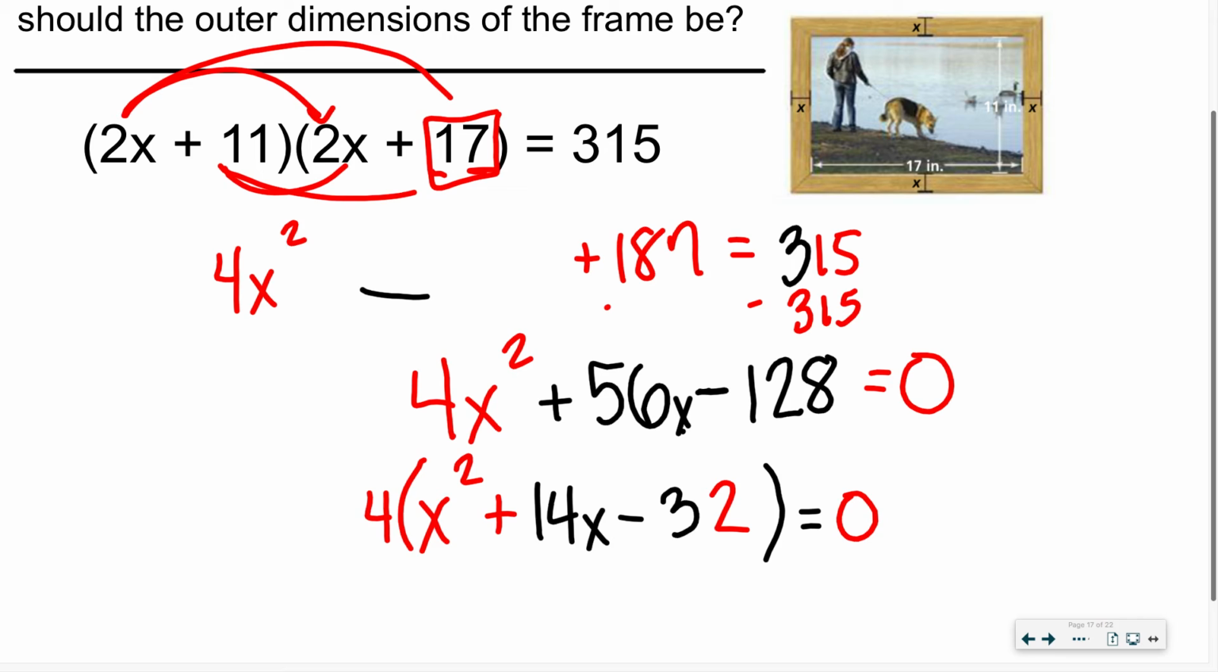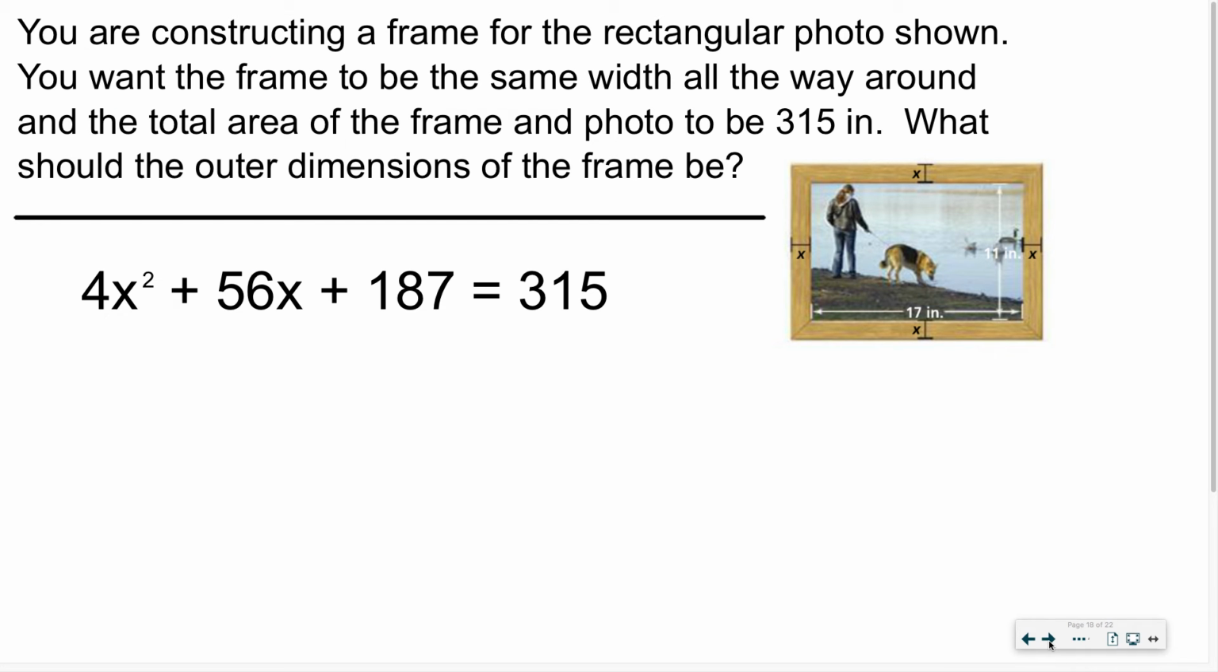Did you have to do that? No, if you were at this level here, and you wanted to factor and you multiplied 4 times negative 128, and you found factors of that added up to 56, you'd still get the right answer, but it would just take maybe a little bit more time because those numbers are a bit larger. If you factor it out here, you could factor a little bit quicker because, well, let's back up.